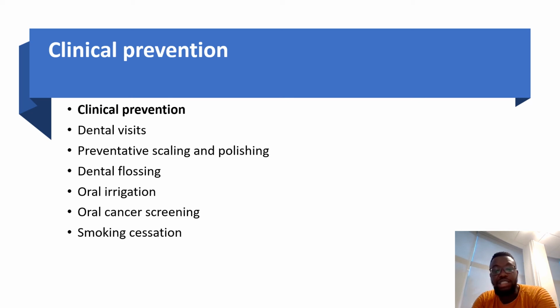But then there are other things that we could do in the clinic to help prevent diseases or to at least curb the progression of some diseases, which include scaling and polishing, dental flossing, oral irrigation, oral cancer screening, which I've mentioned before, and in most cases, smoking cessation.